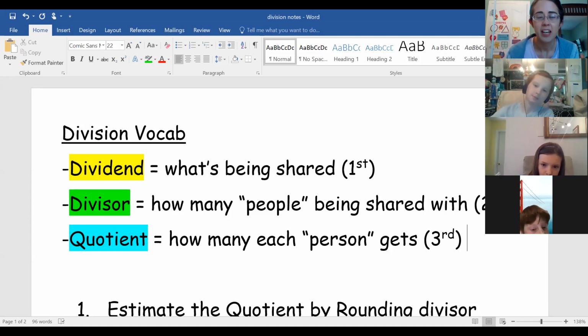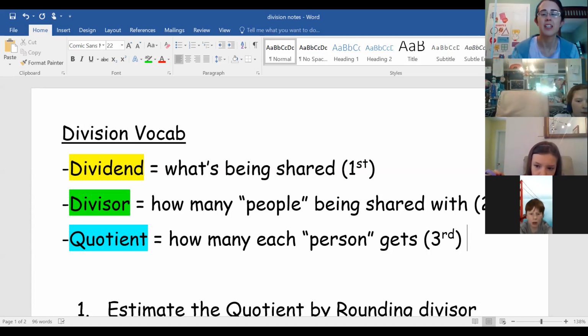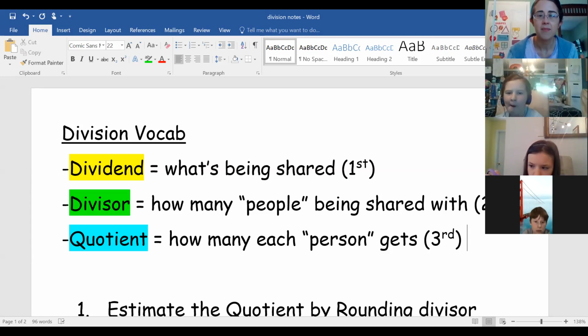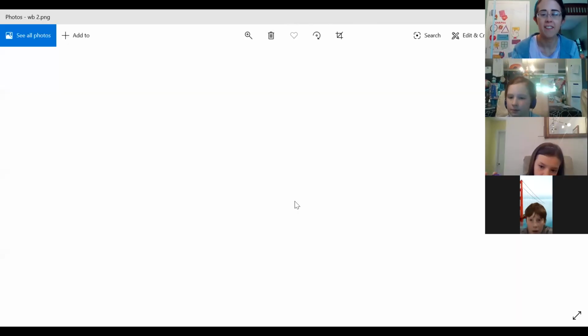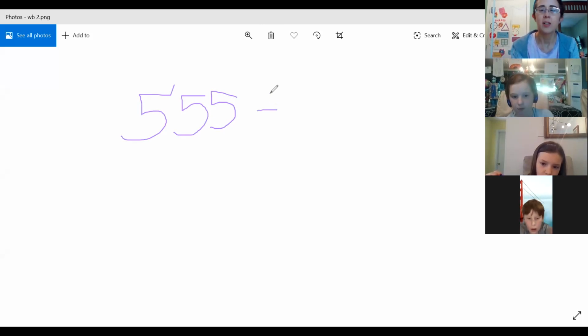Can you guys still see the screen if I pull up just a blank whiteboard? I can't see. All I see is division vocab still. Okay, I'll stop the share and start it again. Thank you, Izzy. We see the blank screen now? No. So you don't see a number that I'm writing? Okay, now I do. Perfect. Rosie, do you see it? Yeah.